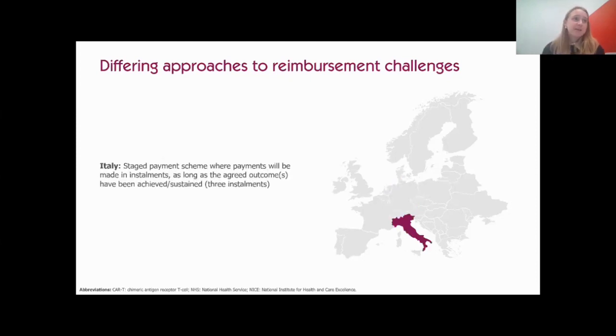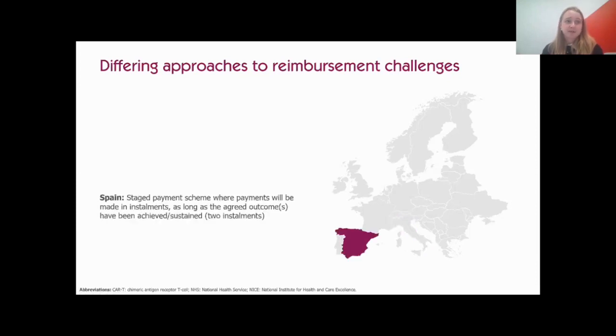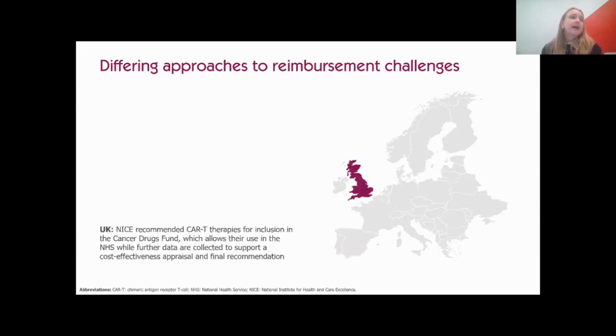Italy used a staggered payment scheme where payments were made in installments as long as the agreed upon outcomes were achieved and then also sustained. So that was in three installments, and otherwise the manufacturer would have to cover that reimbursement. A similar strategy was taken in Spain, although as you can see, they used two installments. And then in the UK, NICE recommended CAR-T therapies for inclusion in the Cancer Drugs Fund, which allows for their use in the NHS while further data are collected to support the cost-effectiveness appraisal and then their final recommendation. So again, it was kind of contingent on longer-term outcomes.